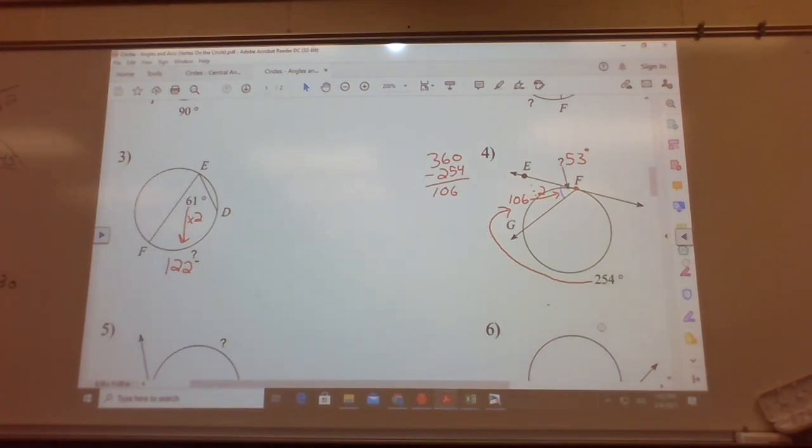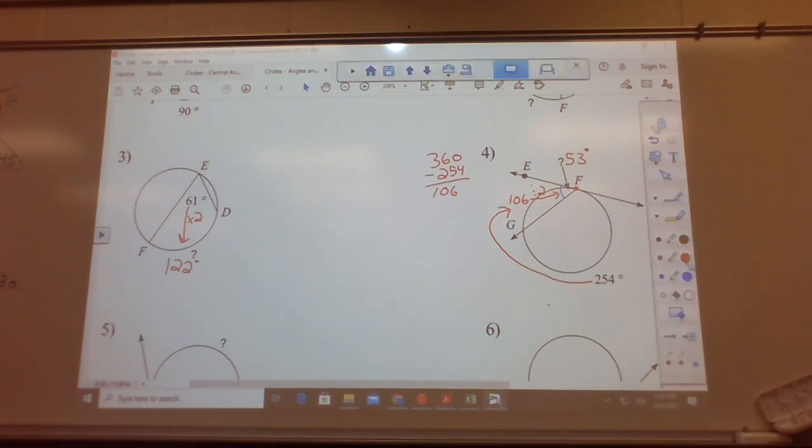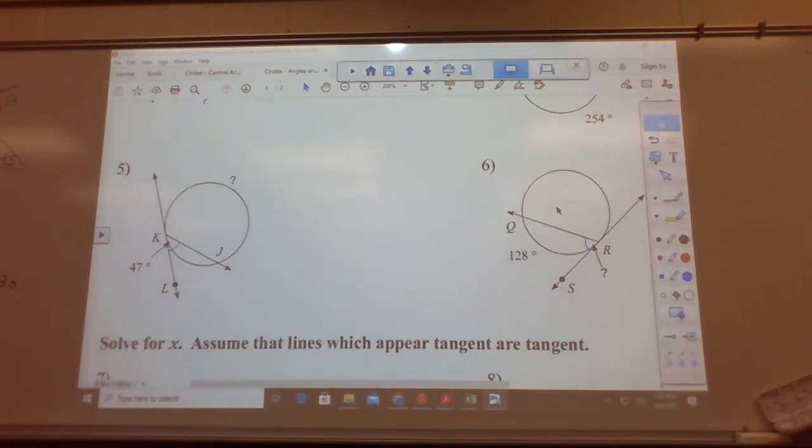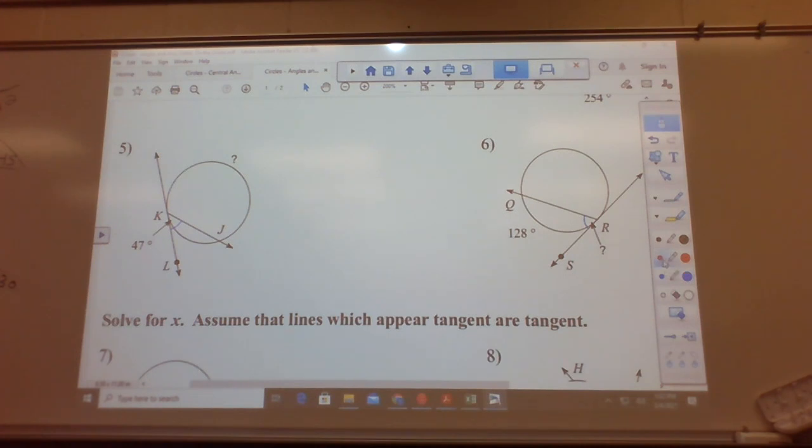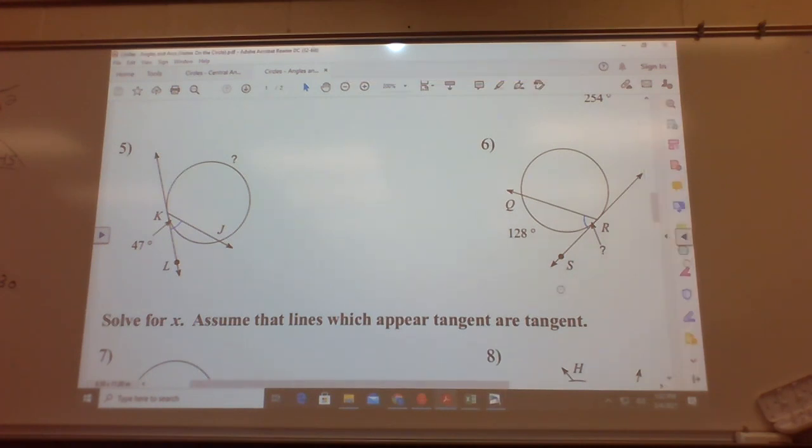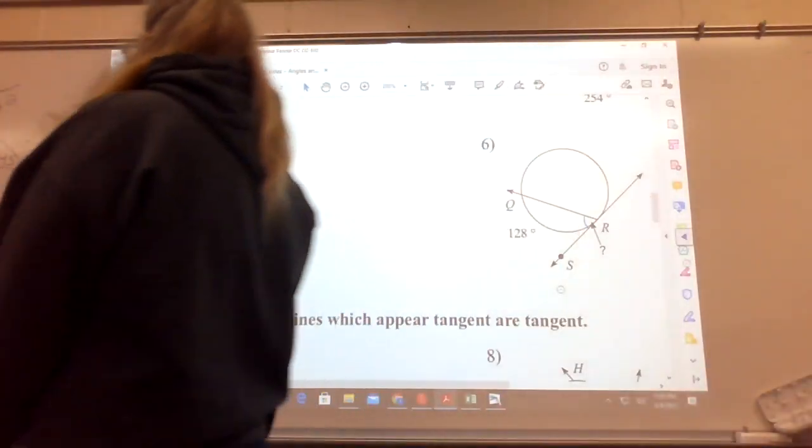Any questions 3 and 4? Moving to 5 and 6. So 5 and 6, still two that have kind of that different look.